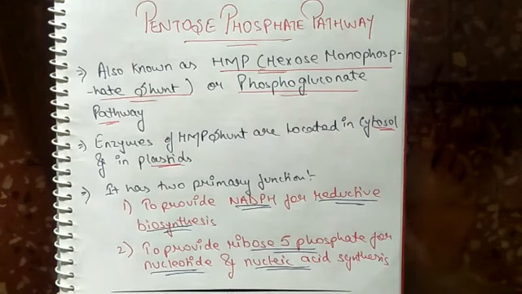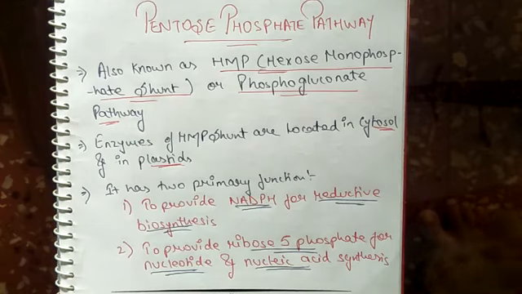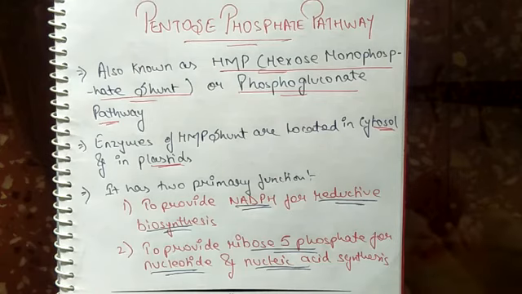So first we will know what is pentose phosphate pathway. It is also known as hexose monophosphate shunt, that is HMP shunt, or phosphogluconate pathway. It is an alternate pathway to glucose oxidation. That is, it is a pathway through which glucose gets oxidized. The first pathway was glycolysis, and another from that is pentose phosphate pathway.